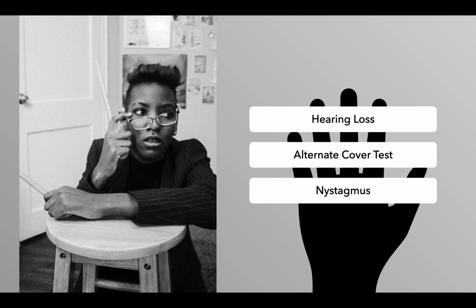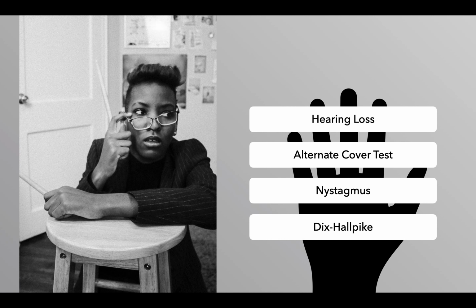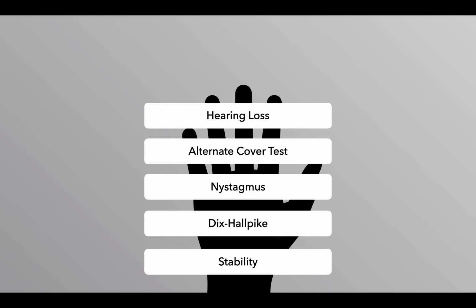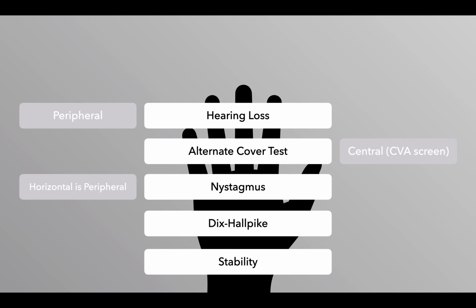Nystagmus. Most are benign, self-resolving when you focus, horizontal with a bit of torsion. If they're anything else, if they go in different ways, if they don't resolve with fixation, if they are vertical instead of horizontal, or if they look weird in any way, refer them. Dix-Hallpike, we know that's BPPV, we know that's peripheral, and then stability. For stability, if they can't walk because they're so unstable, it's more likely to be central. So hearing loss is a peripheral cause usually. The alternate cover test is central, you need to screen for a stroke. Nystagmus, horizontal, is more likely to be peripheral. Dix-Hallpike suggests BPPV, and stability, can't walk, is central.